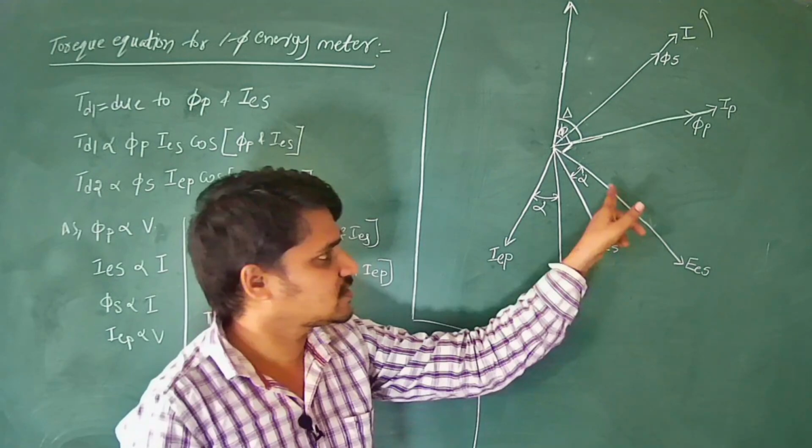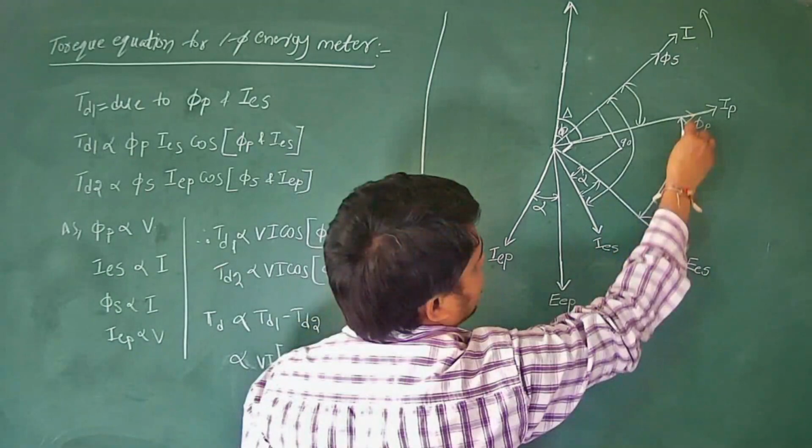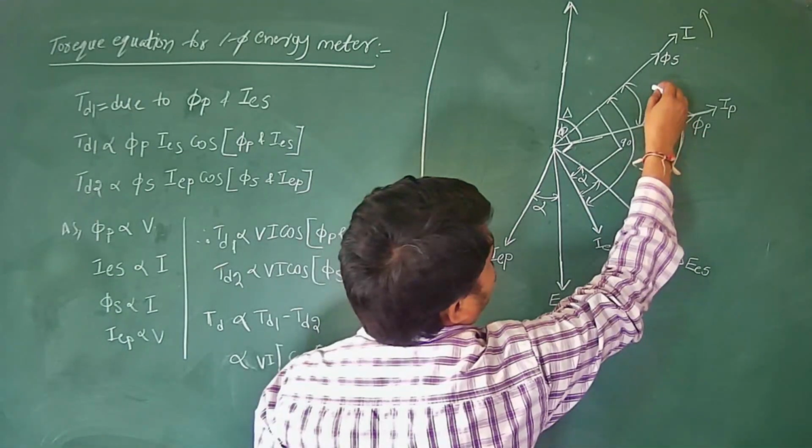Now see, the first one is what? Here, the angle between this phi s and the E_ES is 90 degrees, we know that. So this is plus phi, that means up to here it is 90 plus phi. From this 90 plus phi, if you subtract this angle, then you will get this angle. So this angle is delta.